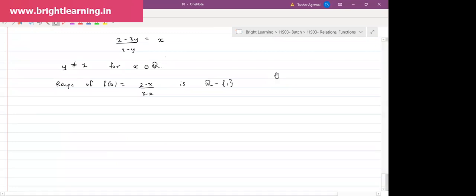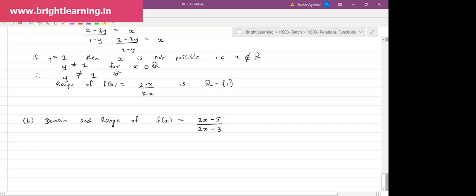So second, domain and range of f of x is equal to 2x minus 5 upon 2x minus 3.